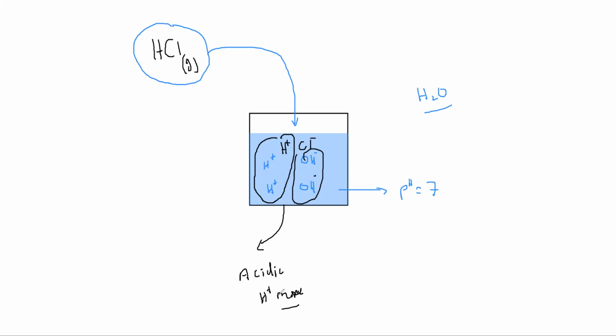There are hydroxide ions as well, but because the number of hydrogen ions is more as you add hydrogen chloride gas, that is why we say it is acidic, or hydrochloric acid, because it donates hydrogen ions and increases the number of hydrogen ions in the solution.